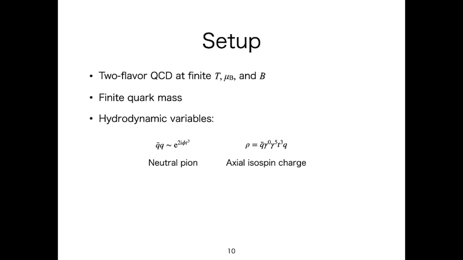One is the neutral pion, which is related to the phase degrees of freedom of the chiral bilinear, and this pi is the normalized degrees of freedom of the pion. And here T3 is the SU(2) generator.